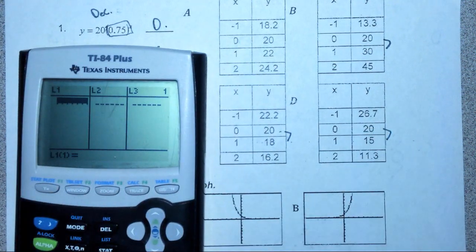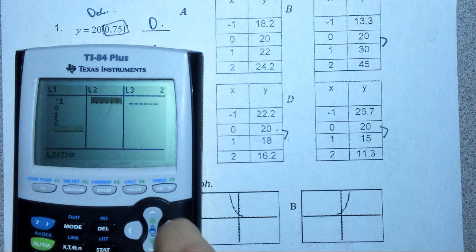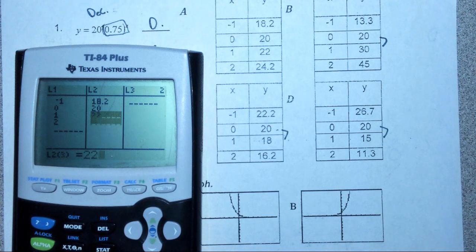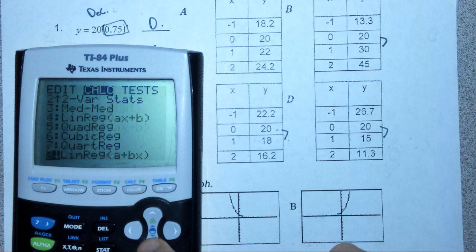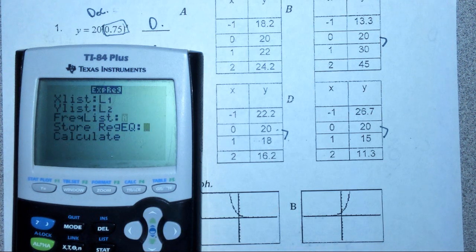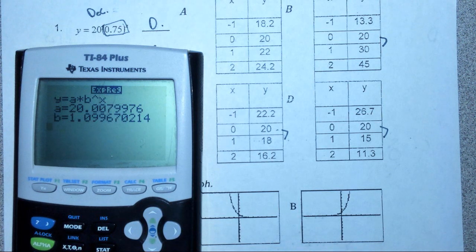I can take this. I go -1, 0, 1, 2. And I can go over and do 18.2, 20, 22, 24.2. And I can go to Stat, Calc, go down to Exponential, because all of them were exponential, and calculate my function that way. And it'll give me the answer.